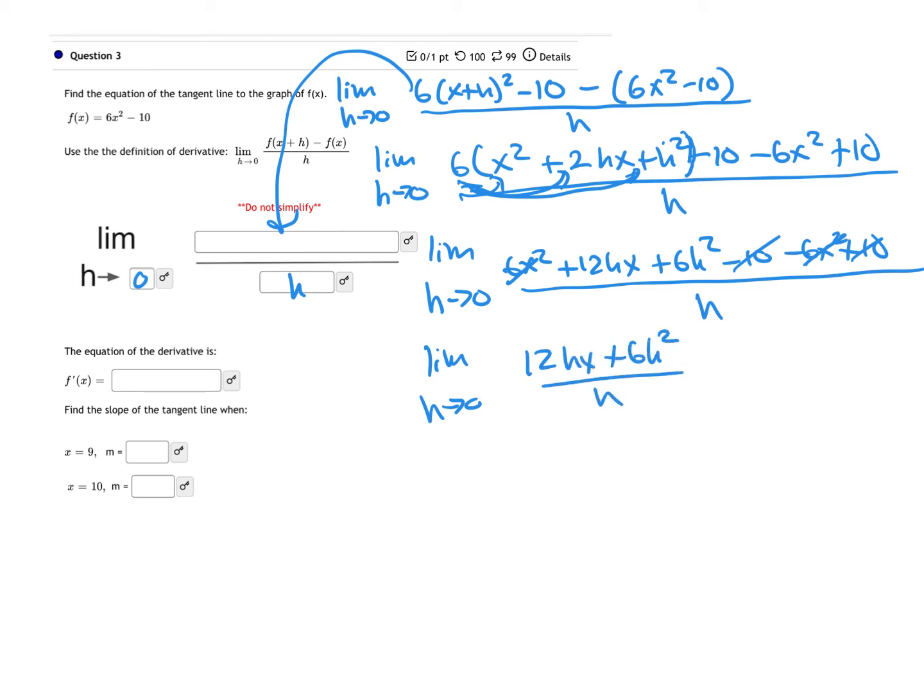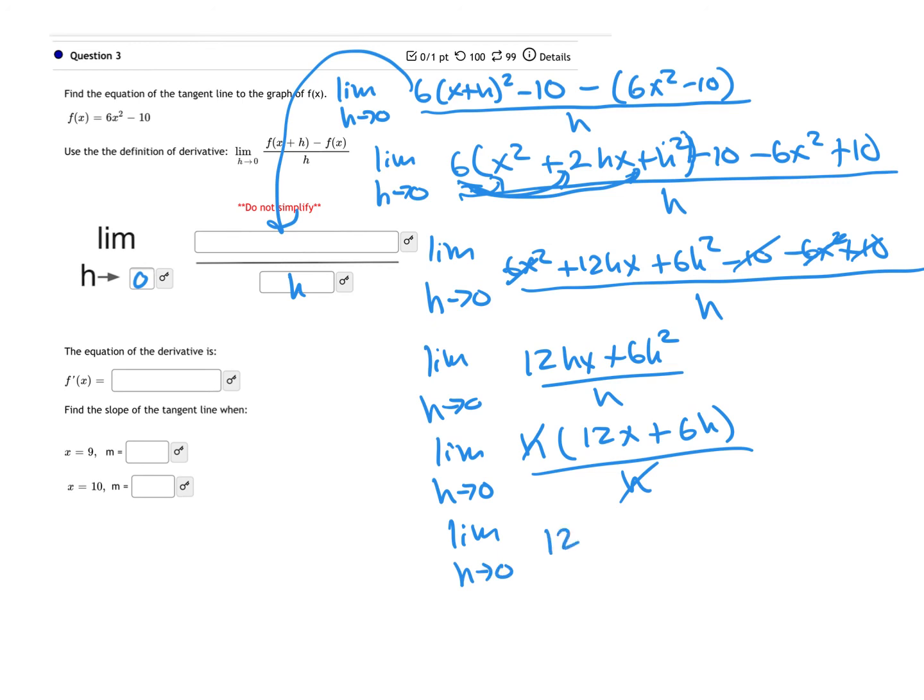Now again, I have an h in every term in the top, so I can factor that out. And that will give me h times (12x plus 6h), all of that over h. So now my h cancels out, so I have the limit as h approaches 0 of 12x plus 6h.